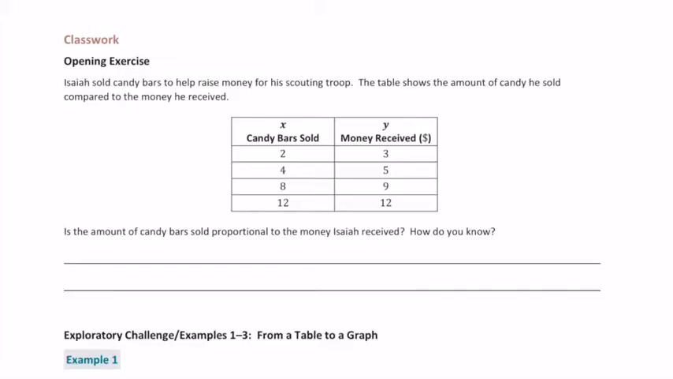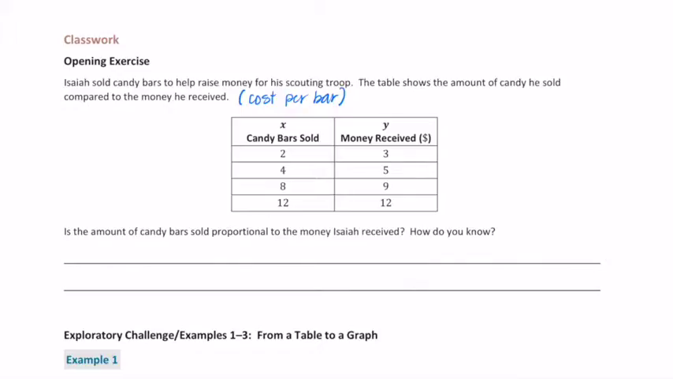So our opening exercise says, Isaiah sold candy bars to help raise money for his scouting troop. The table shows the amount of candy he sold compared to the money he received. So you should automatically know that the ratio we're going to be looking at is cost per bar, and we're trying to see if the unit rates are equal. If they are equal, that means they are proportional, and if they're not equal, then they aren't proportional. You should already know that from our previous lessons.